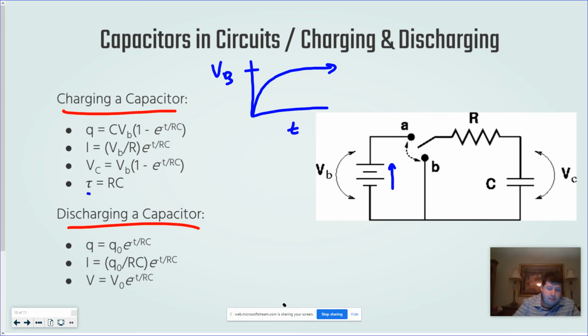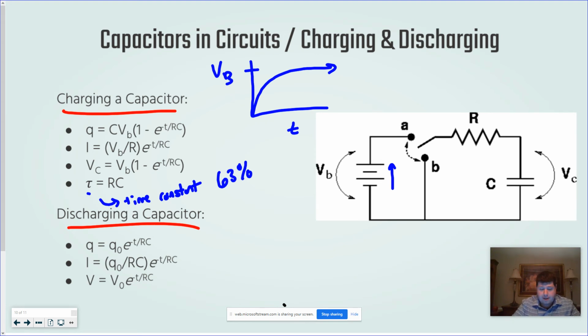You can also define the current through the capacitor, or of course the voltage of the capacitor at different time points there. One thing to note is this tau here. It's called the time constant, and that is the denominator on the bottom. The time constant represents the time it takes to reach a certain point of charging. That point is actually 63% of being fully charged up.